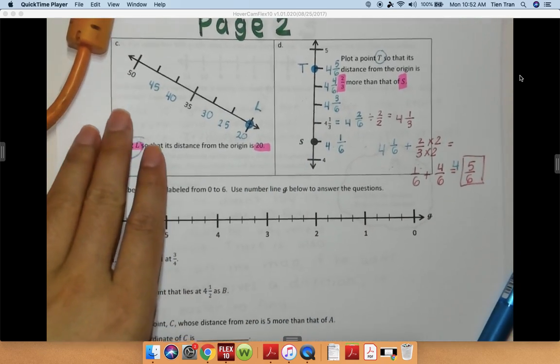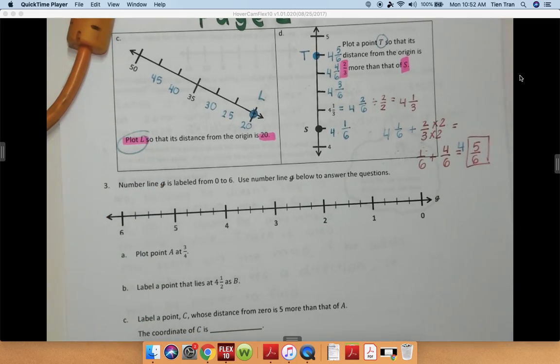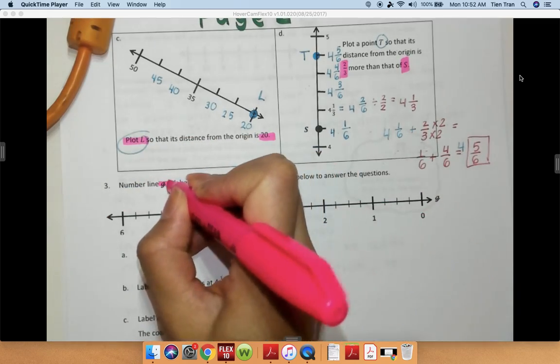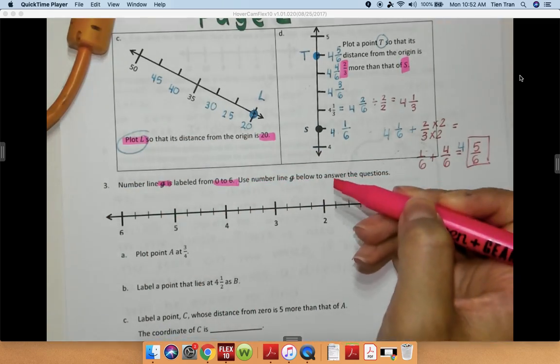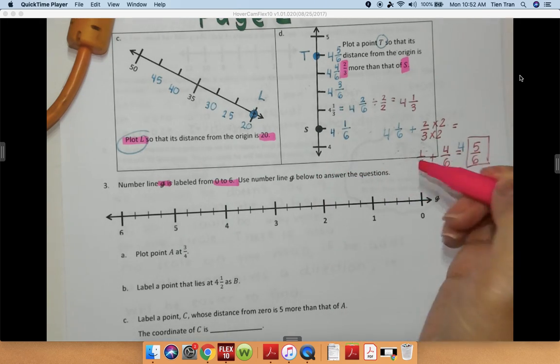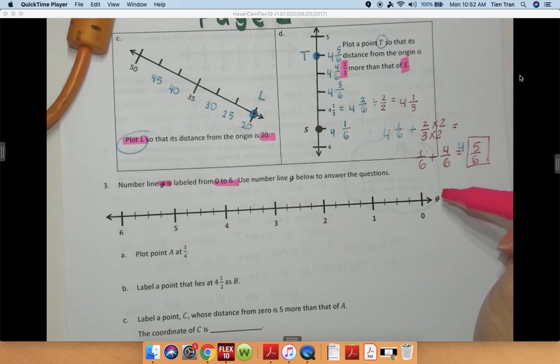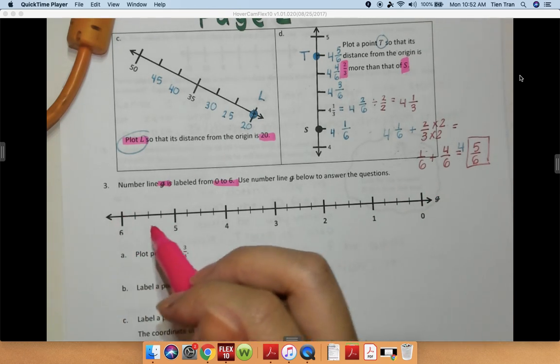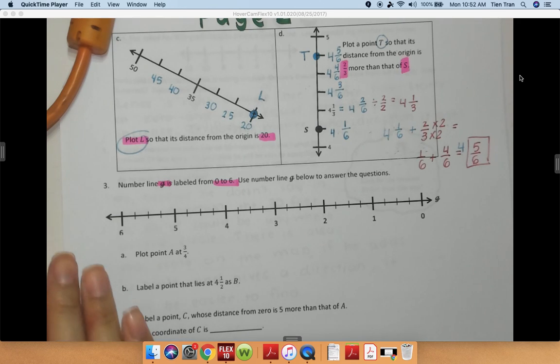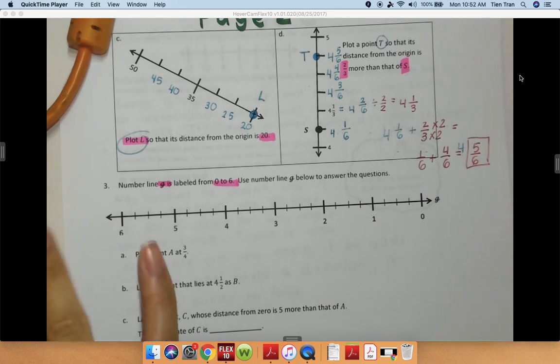Now, for problem 3. It says right here, number line G is labeled 0 to 6. Use the number line G below to answer the questions. So I'm looking at the number line, and this number line is backwards. Look, it starts from 0 over here, and then all the way over here, you have your 6 on the left side. So it doesn't start from 0 and then 6, but 0 to 6.